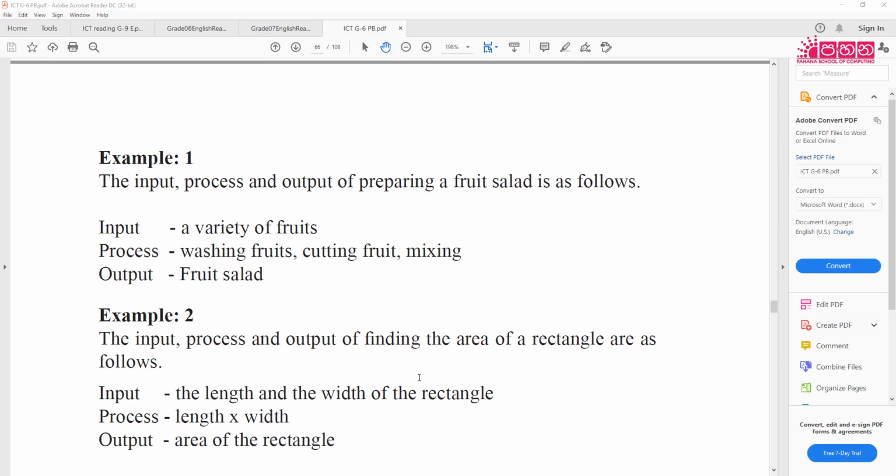Similarly, if you look at a mathematical problem, like let's say the area of a rectangle, we can have length and width. That is the input. To find the area of the rectangle, we need these two. And then the output will be the area of a rectangle. Now, given length and width, how do you calculate the area? Basically, you have to multiply length with width. That's the process.